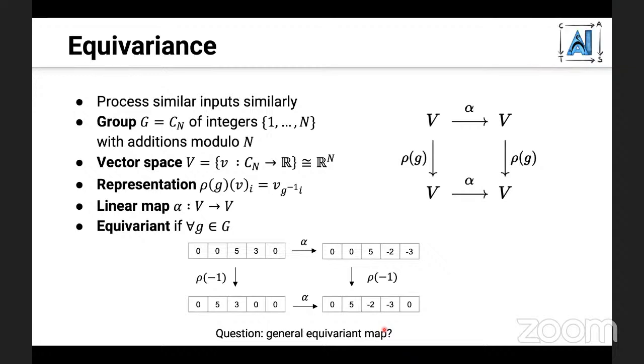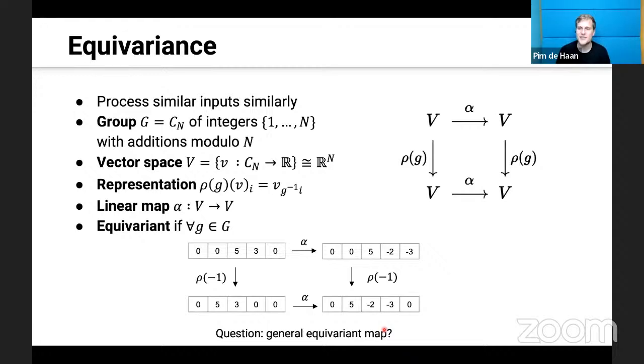Could you maybe restate the question just one more time? Yes, of course. Thank you, Bruno. The question is, we have a group G, the group G of addition modulo n, and we have a vector space, the n-dimensional vector space, and we pick the representation of G on this vector space that rotates the vector. And so we have a translation modulo n. The question is, what's the general class of equivariant maps between these two representations?